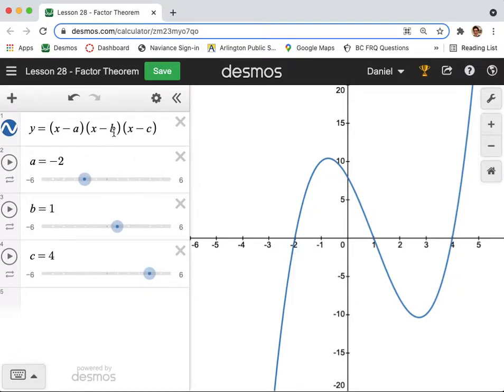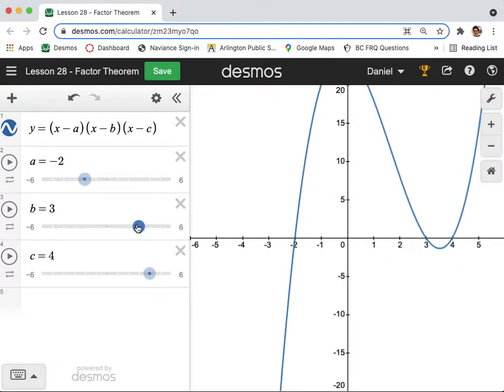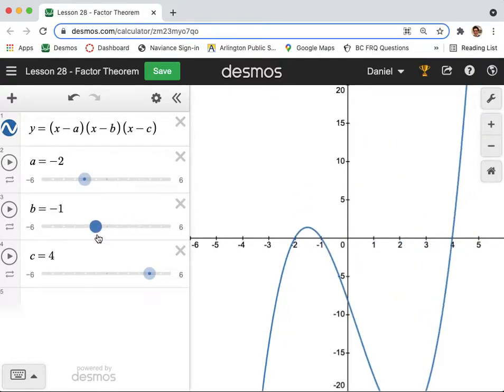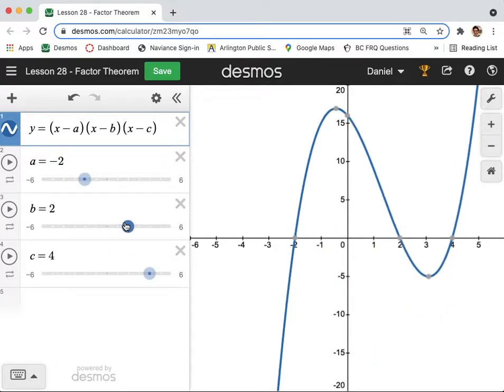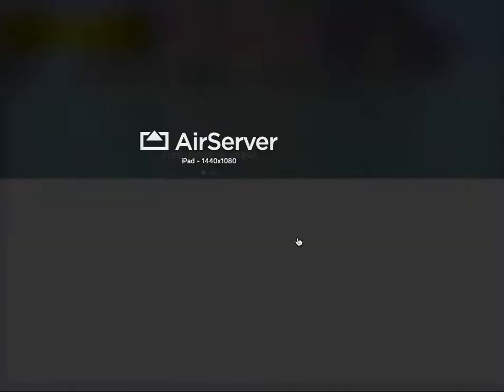I can control this b, maybe move the factor up to 2, to 3. See how the x-intercepts are following along with it. If I move this down to negative 1, notice how now there's an x-intercept at negative 1. So these always work out this way, that the factors and the x-intercepts are connected to each other. There's a name for this. It is called the factor theorem.